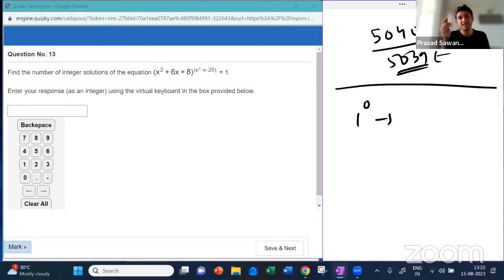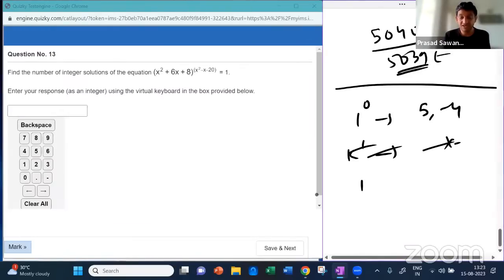Minus 1 should be the sum. So minus 5 and 4. So 5 and minus 4 होना चाहिए. 1 raised to 0 पे. Anything raised to 1. So x square minus x minus 20 should be equal to 1. X square minus x minus 21 should be 0. But 7 and 3 integer नहीं आएगा. So sorry, what am I saying?